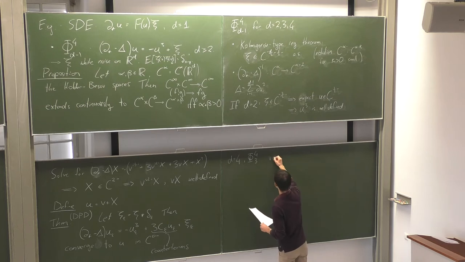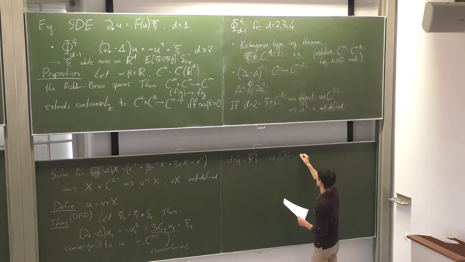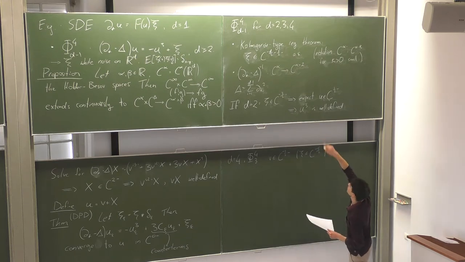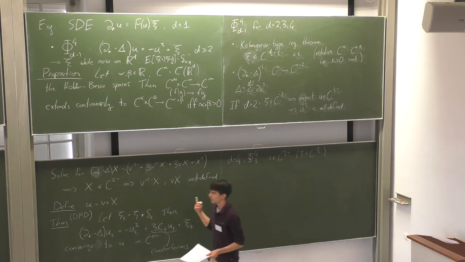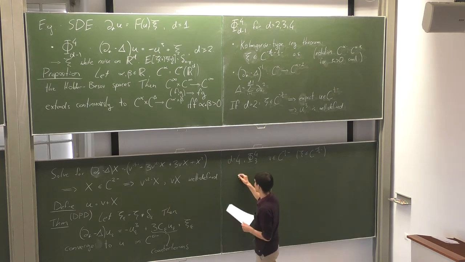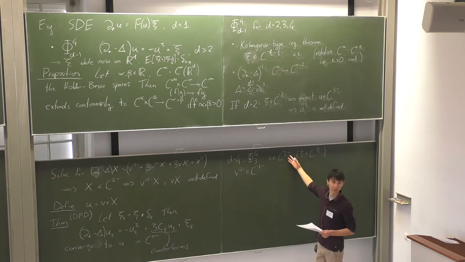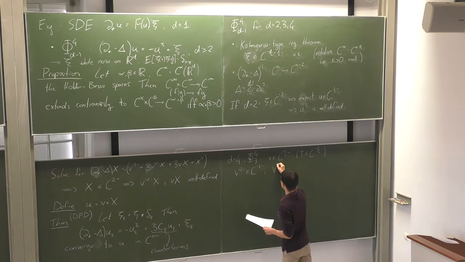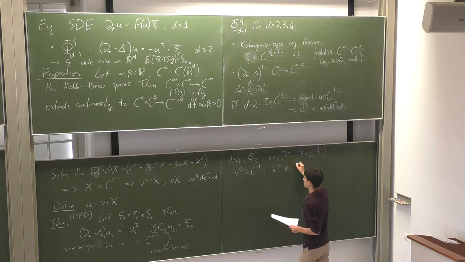So V is going to be a process inside C^(-1/2-). The noise, remember, is going to be in C^(-5/2-), according to our Kolmogorov type regularity theorem. The way that one has to augment this proposition, so this proposition still remains true, the only difference is that for V squared, the convergence happens in C^(-1-), so essentially double the degree of negative regularity, and V cubed analogously is going to belong to C^(-3/2-).